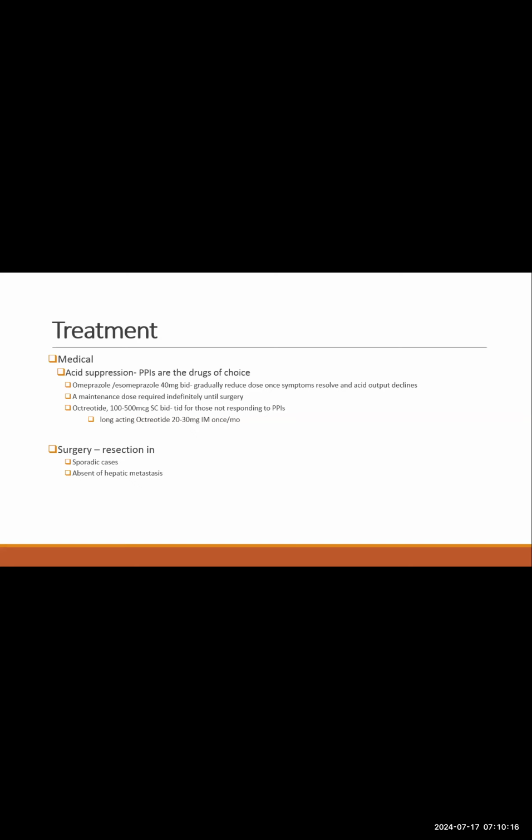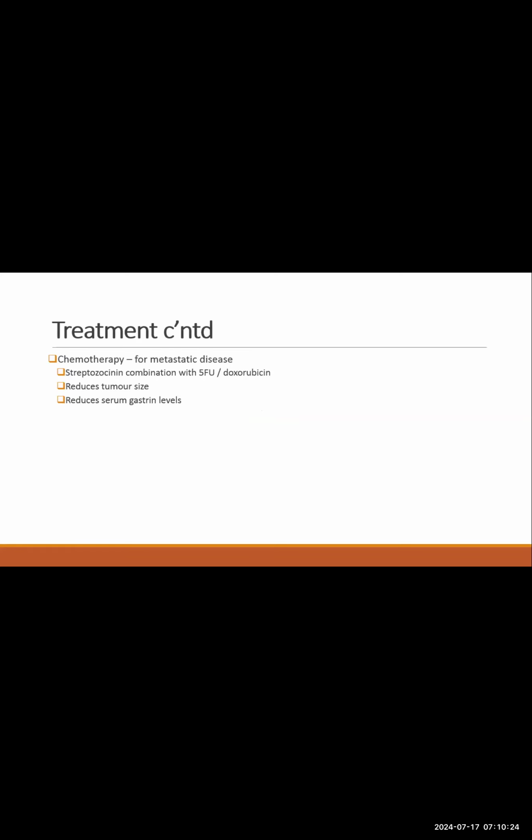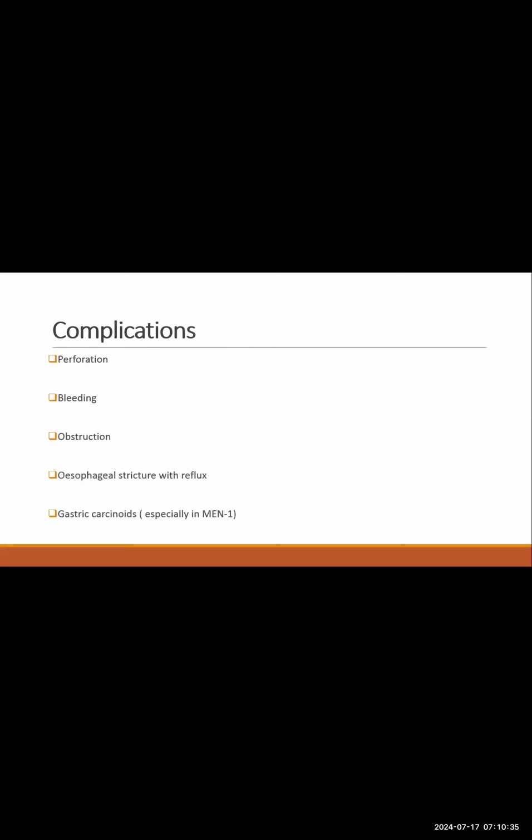Other modality is surgical resection in sporadic cases, and also if there is absent hepatic metastasis. Chemotherapy with a combination of streptozocin with fluorouracil or doxorubicin is also important. It usually reduces the tumor size and then reduces gastrin level.